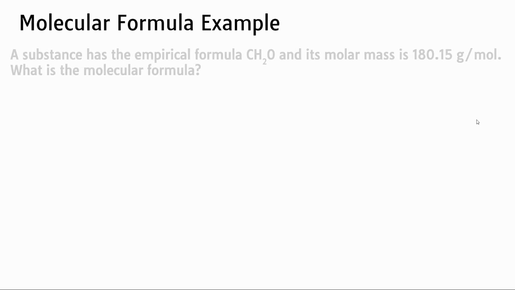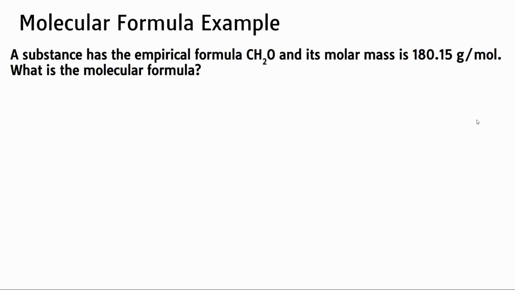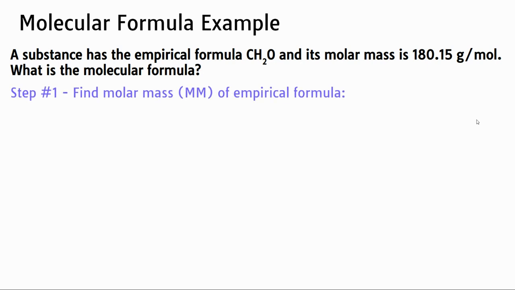In this problem, we're told that a substance has an empirical formula of CH2O and its molar mass is 180.15 grams per mole. What is the molecular formula? Now, in this case, the empirical formula has already been given to us, so we just have a couple of steps to get it to the molecular. And bottom line is we want to have some sort of a way to compare the molecular and empirical as a bridge. So this is how you'll do these.